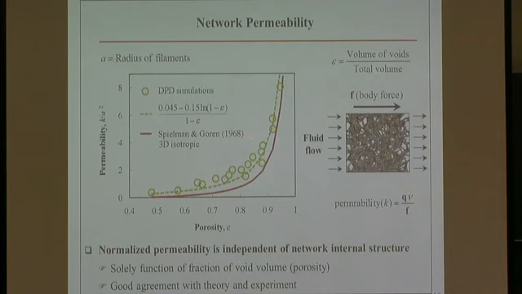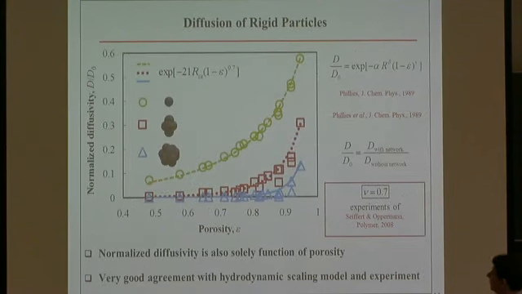This is the theory, the red line. We're very close. We have slightly different coefficients, but we're really close to whatever the theory predicts. And this theory, of course, was validated by experiments, so we can reproduce the dependence of permeability on network porosity with our model. The next thing we can look at is the diffusion of particles.